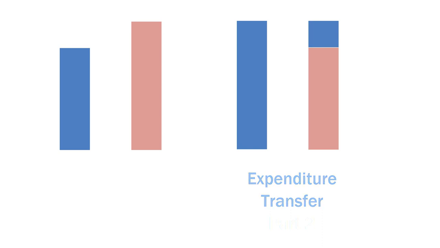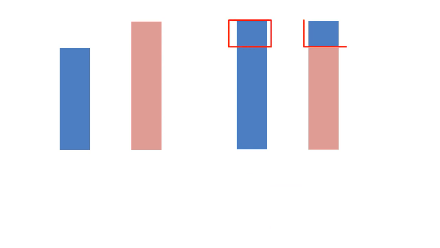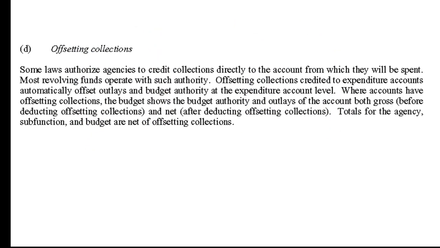With the expenditure transfer, the resources are counted twice. When the budget's presented, we don't want to count the same resources twice. So how do we avoid that? OMB Circular A-11, section 20.7D tells us, where accounts have offsetting collections, the budget shows the budget authority and outlays of the account both gross, before deducting offsetting collections, and net, after deducting offsetting collections.